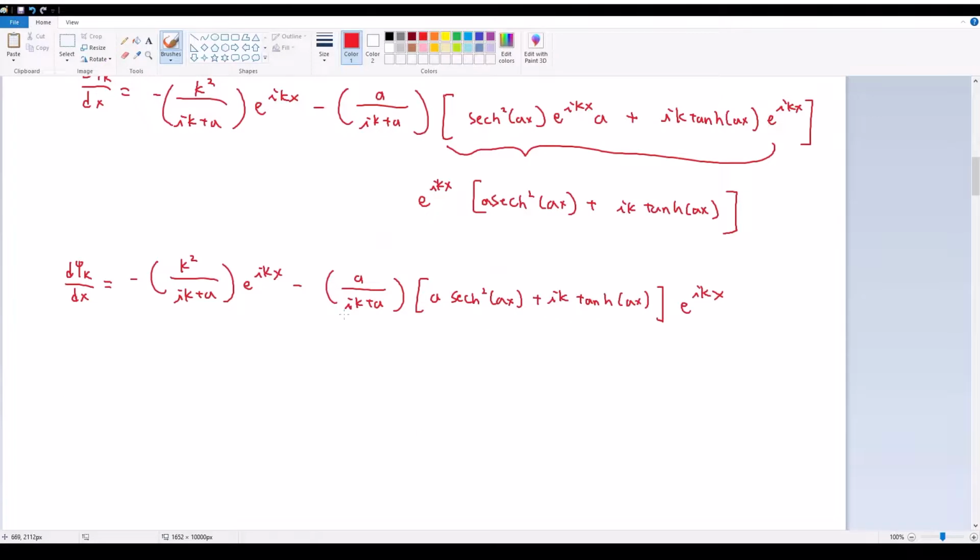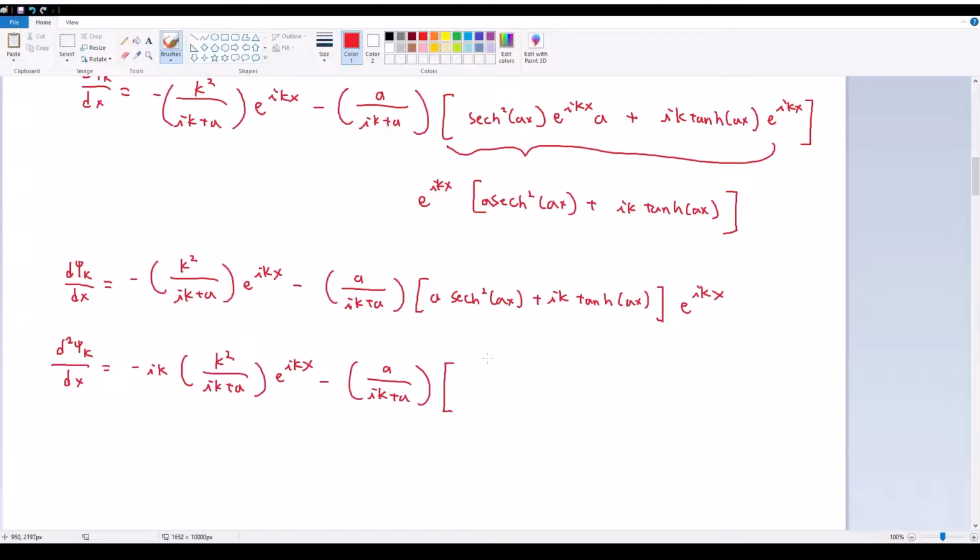And in fact, I can simplify this even further, but I think for now I'm going to leave it alone. So now the second derivative is going to give us negative ik times k squared over ik plus a times e to the ikx, subtracted by a over ik plus a.